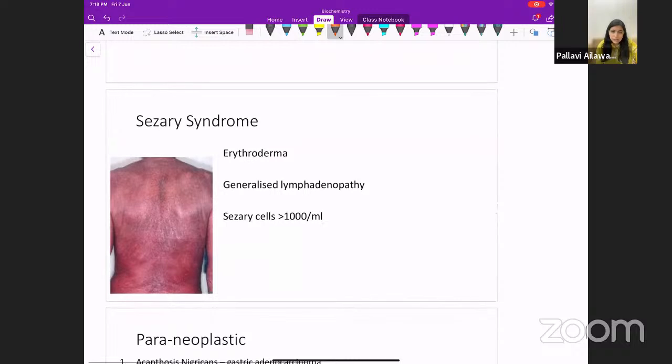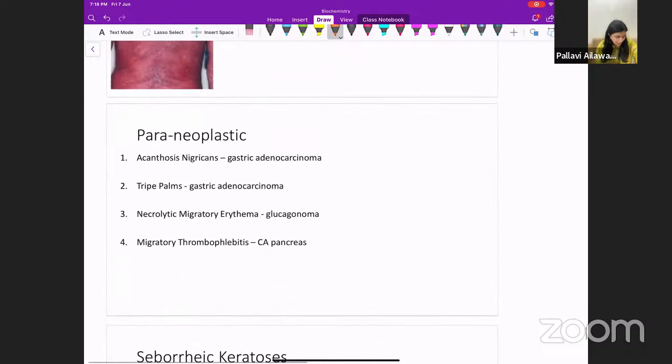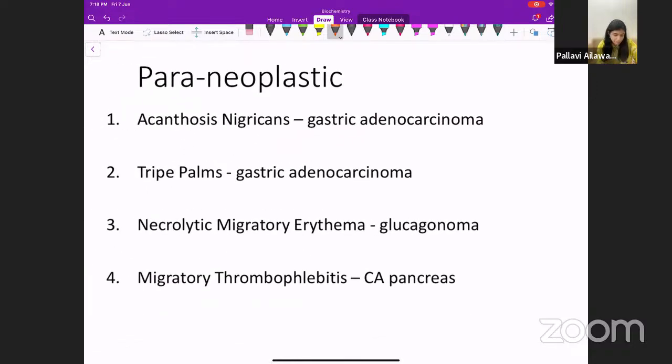A syndrome that is associated with it is Sézary syndrome, which presents with a triad of erythroderma, generalized lymphadenopathy, and a high count of these malignant cells, which are the Sézary cells in the blood. Then paraneoplastic phenomena, quite important.